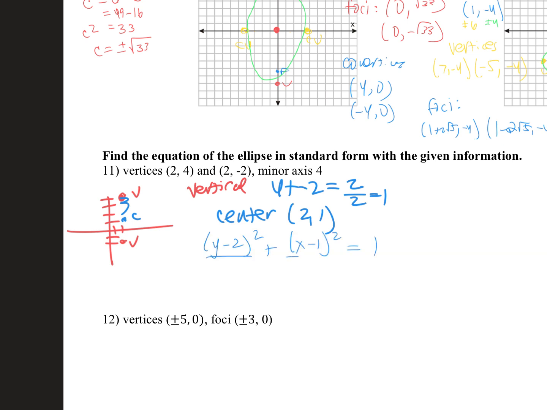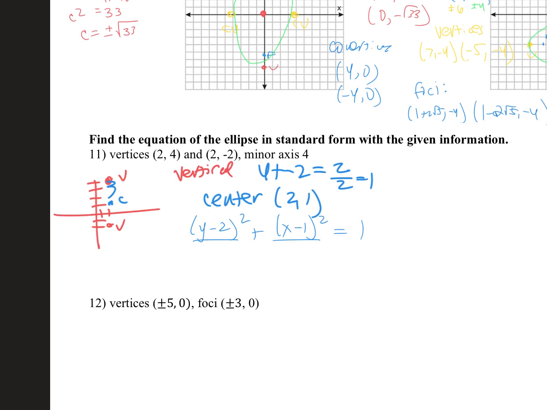And then this needs to be over our A and our B. So how do we find this stuff? Well, our A value, remember, A is your distance from your center to your vertices. So from my center to my vertex, 4 to 1 is 3. So my A value is going to be 3 squared, which is 9.